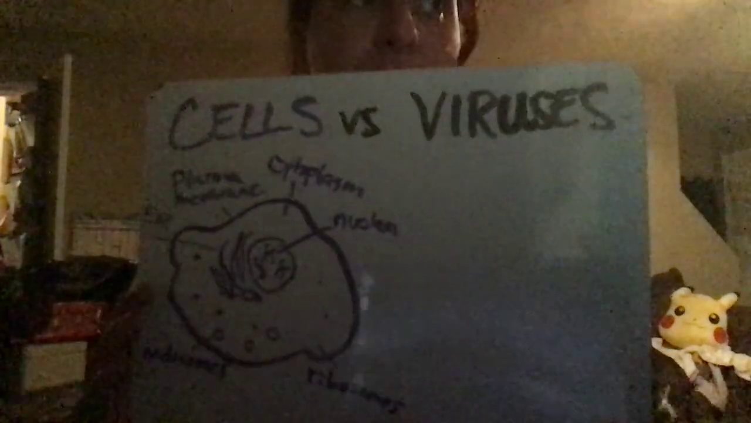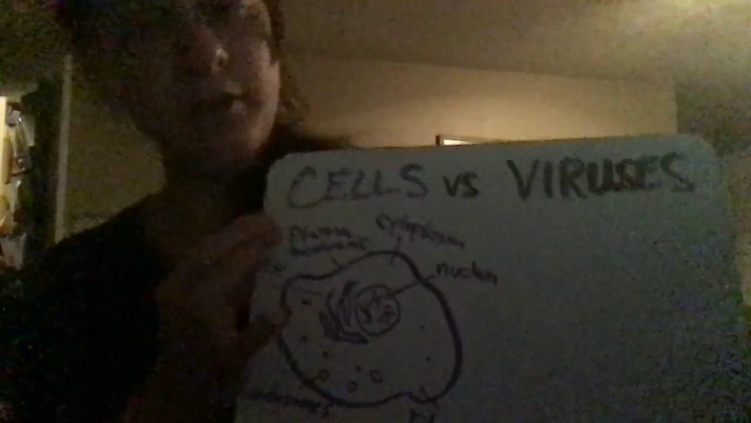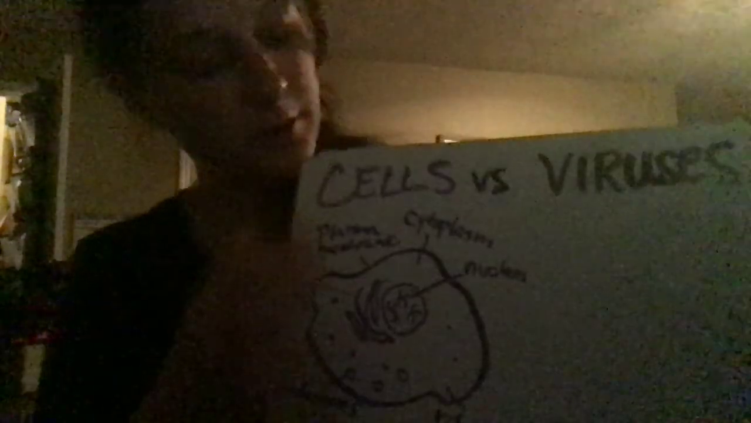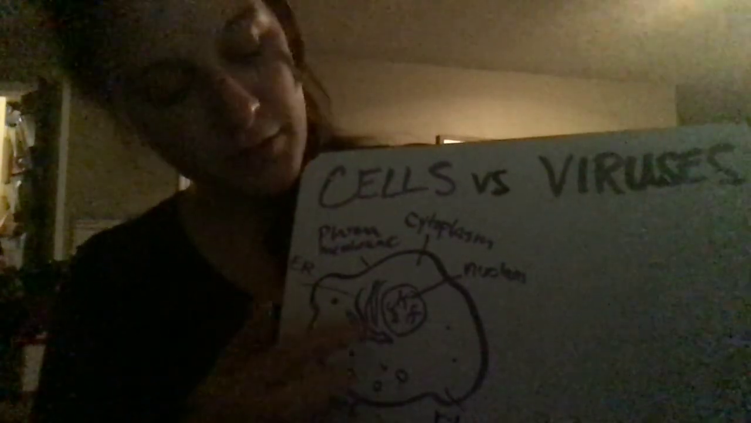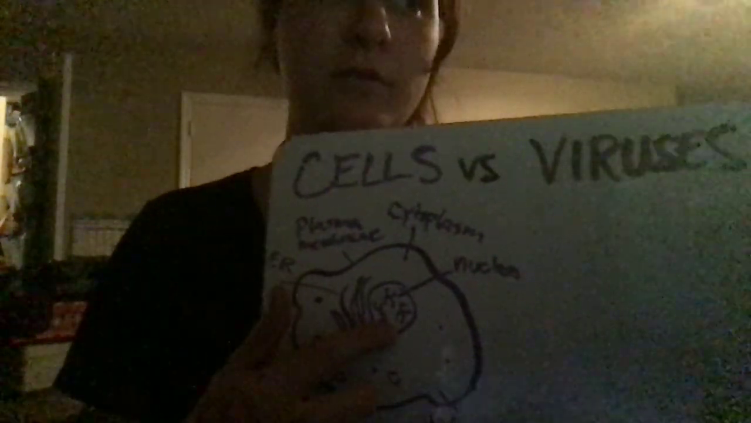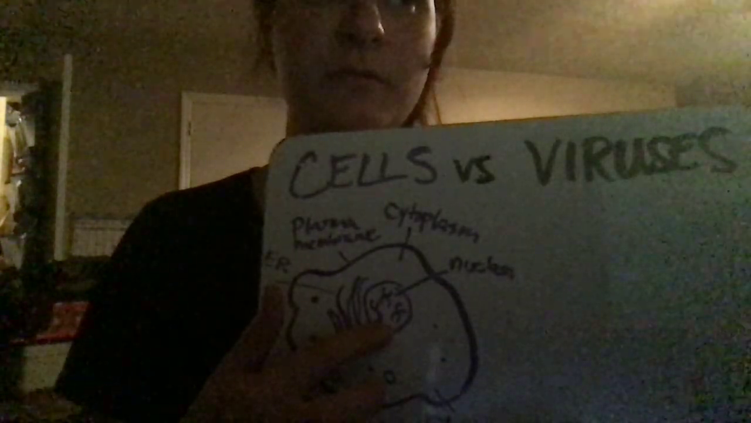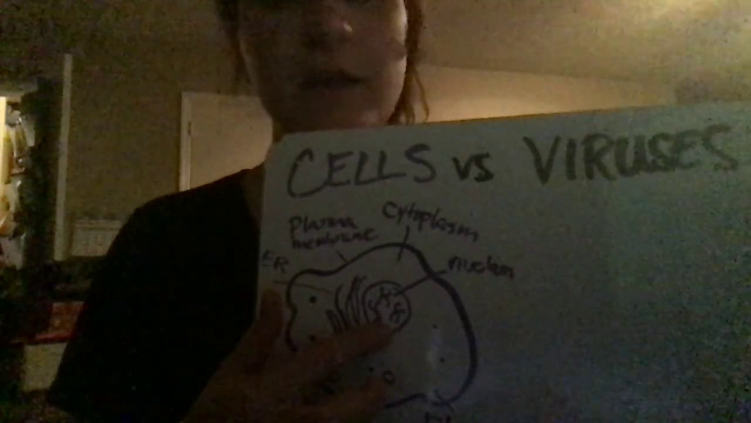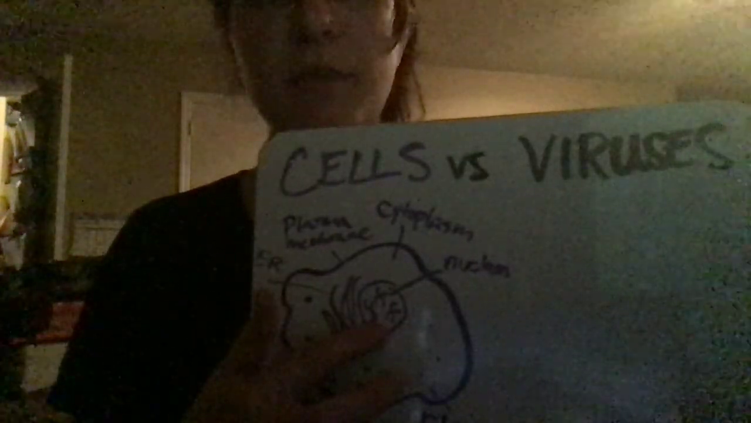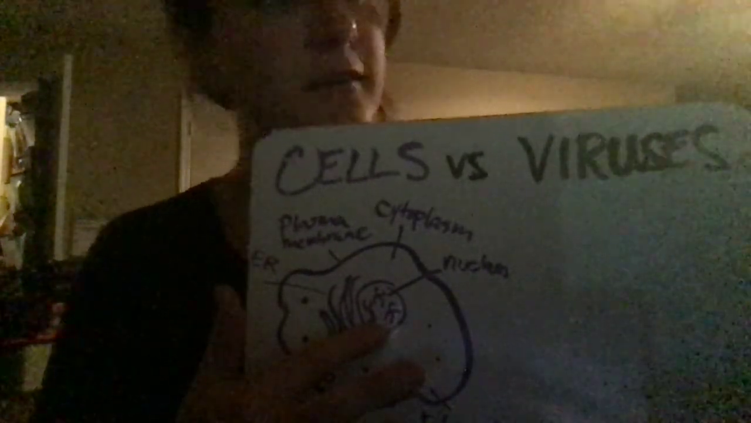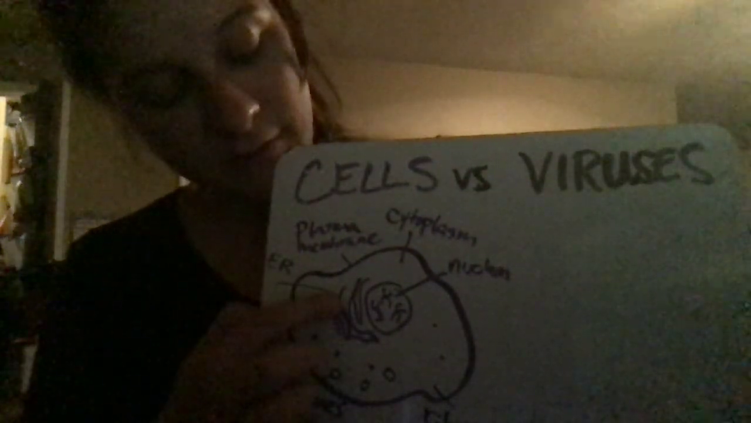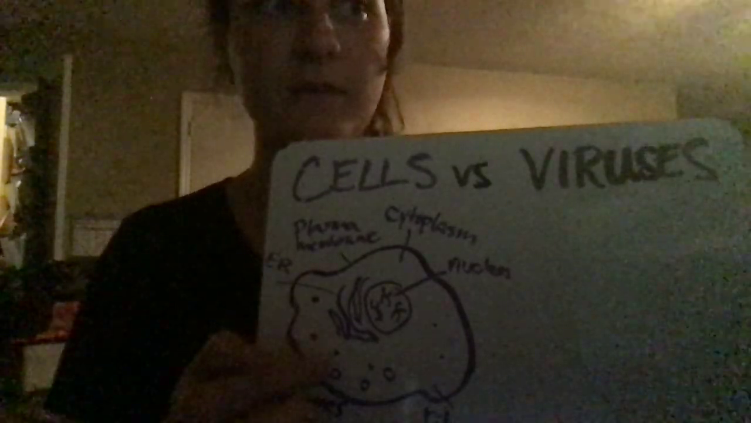So you have your plasma membrane right here, also known as your cell membrane. Stuff inside, cytoplasm. The nucleus. This is where your genetic material is housed, your DNA. In the macromolecule video, I'll talk about nucleic acids. And then you have this stuff on the side.